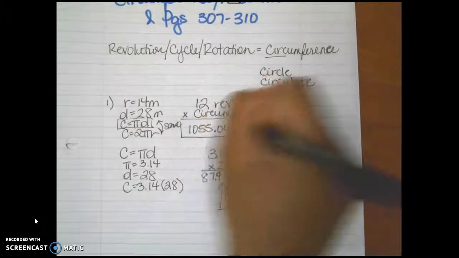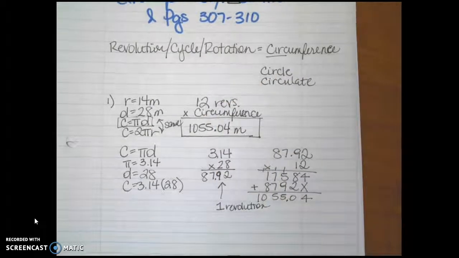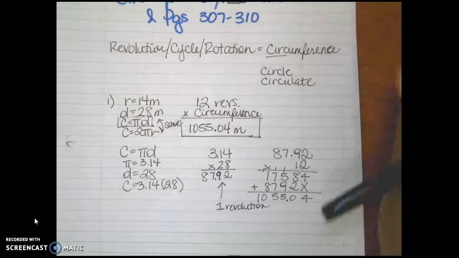1,055.04 meters around. That's how far you go when you ride that ride 12 times, or when you go on that ride and it circulates or revolves 12 times.